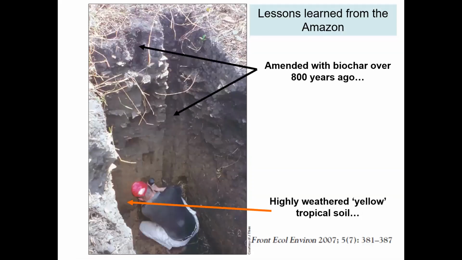So here's another depiction of that terra preta. I don't know if you can see it too well, but the tropical soils are these highly leached out yellow earths. And you can see here this dark layer near the top, over 1 meter of this black earth that was man-made over 800 years ago, and it's still there today. So that's pretty amazing in itself, right?